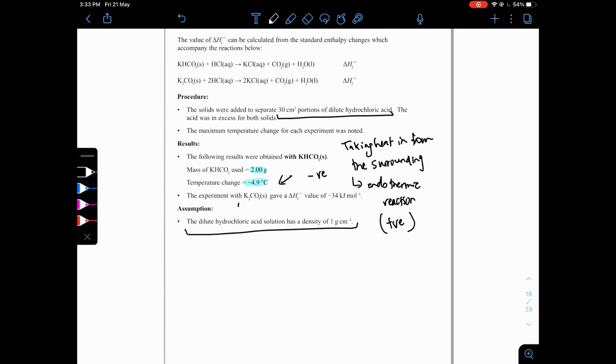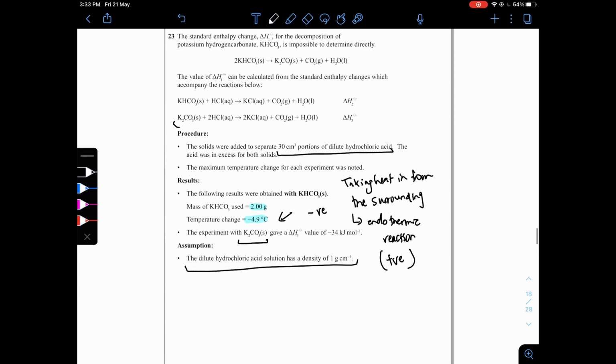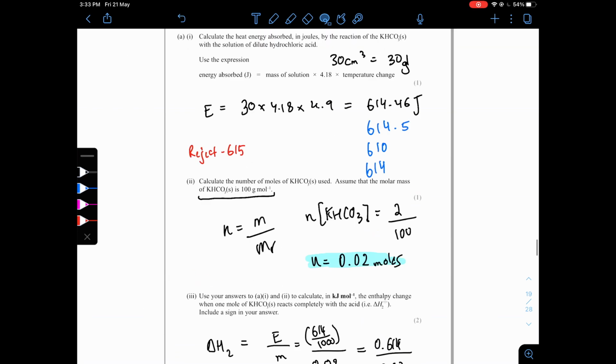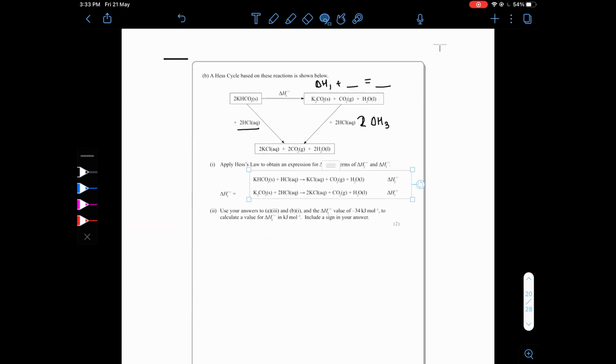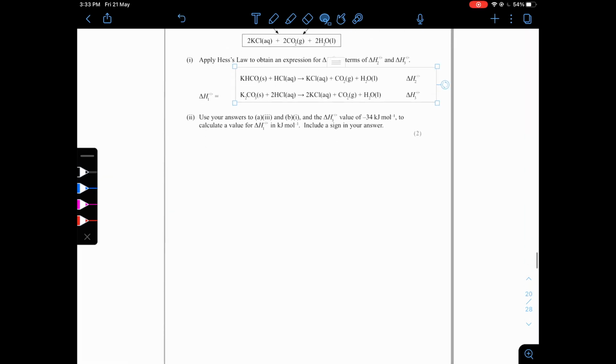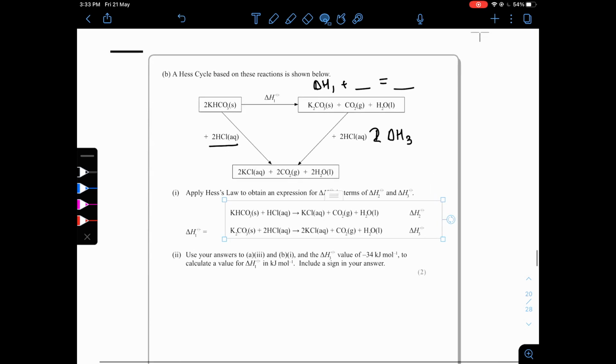If you go back up, you can see delta H3 is the K2CO3. This is the delta H3 value. So you can just do this for our convenience: copy this, go back down here, and then paste it so we know which one is which.